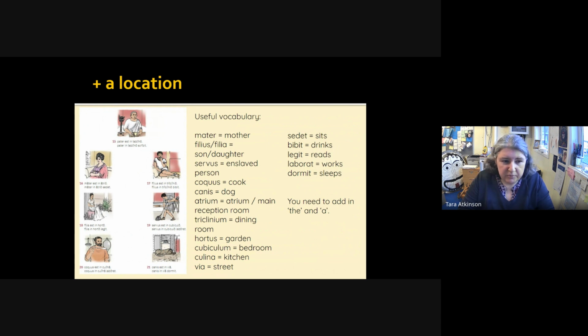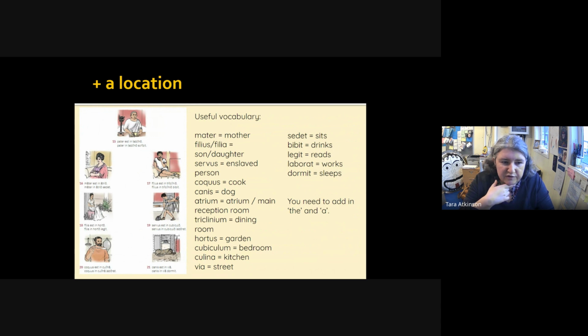So for sentence number 16, the mother is in the atrium. The mother is sitting in the atrium. Sedet, we get sedentary from that word. The atrium isn't really a living room. It's more like a principal reception room. 17, filius est in triclinio. Filius in triclinio bibit. The son is in the dining room. The son is drinking in the dining room, reclining on one of these lovely cliched Roman couches.